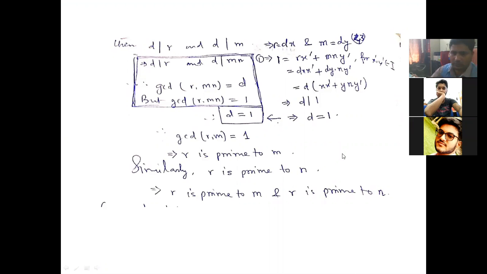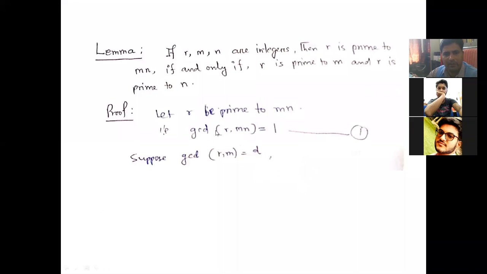यस सर. So you see आप ये लेके चल रहे GCD of r to be prime to mn, आपको प्रूफ करना है r prime to m and r prime to n. सिमिलरली दूसरा केस r prime to m and r prime to n लेके चलेंगे, आपको प्रूफ करना है r prime to mn. So r prime to mn means GCD of r, mn equals 1. Okay, so suppose GCD of r, m equals d. Then we need to prove that d equals 1.